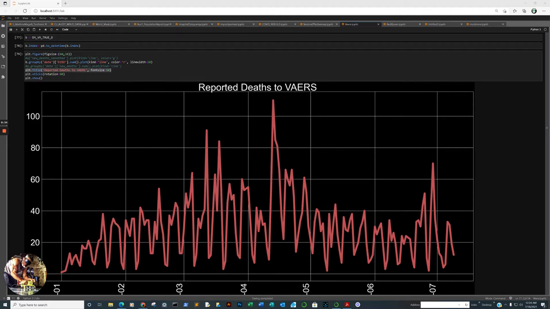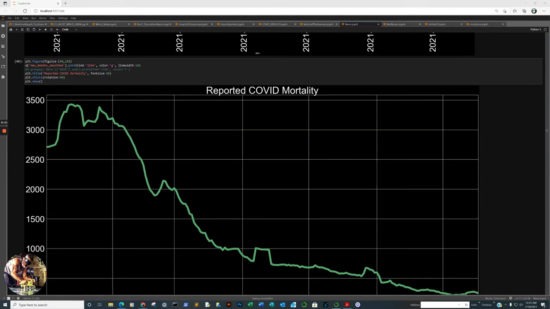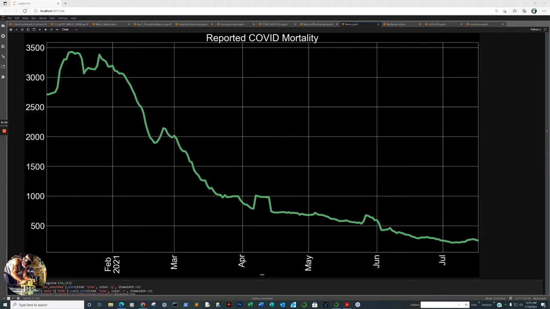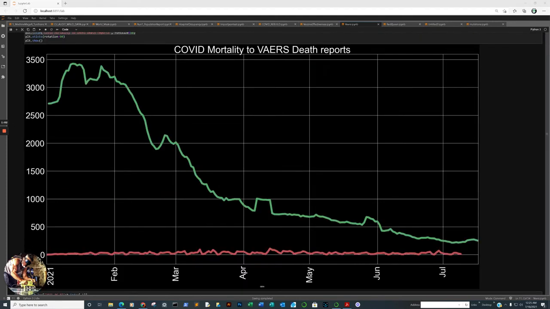Ready? Reported deaths to VAERS, starting from January 1st, 2021, up to July of this year. Let me back it up just a little bit, make it a little smaller there, and here we go. See? Now, check this out. Next is reported COVID mortality, starting from January 1st again, going through July up to the present date. Now we do the comparison between the two. This is mortality being reported to the Vaccine Adverse Event Reporting System, and this is mortality being reported from COVID in the wild, per se.